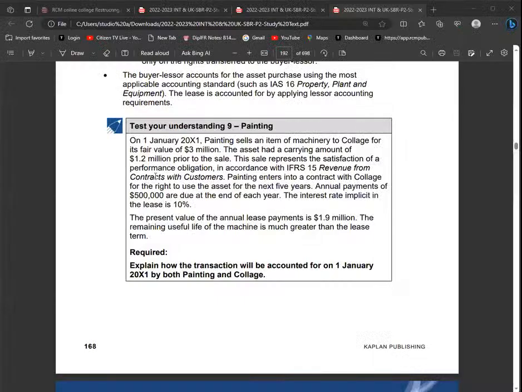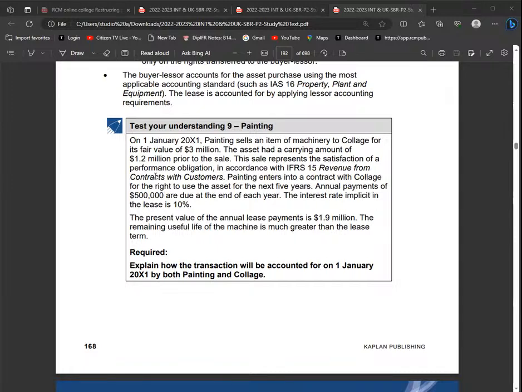We are told on 1st January 2011, painting sells an item of machinery to college for its fair value of 3 million. So the fair value is 3,000 because I'm cutting the 3 zeros. So let me just write these figures here. The fair value is 3,000. And then they're telling us the asset had a carrying amount of 1,200. So carrying amount is the same as carrying value. This is 1,200 carrying value.